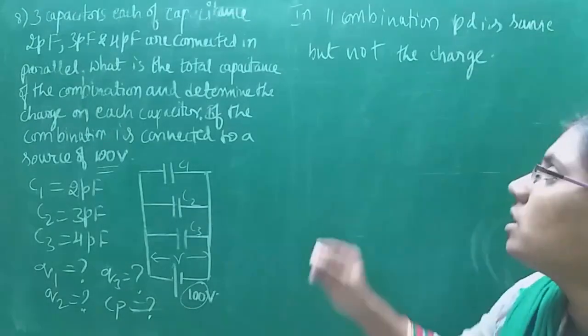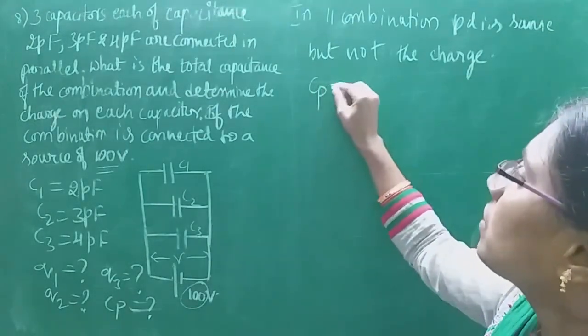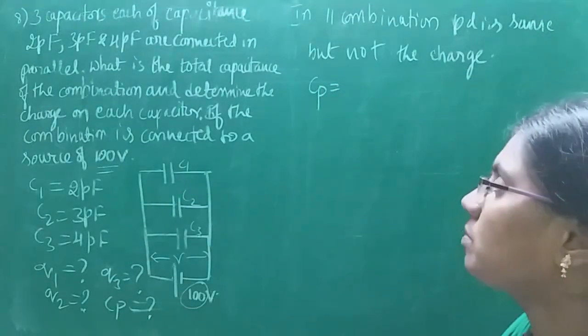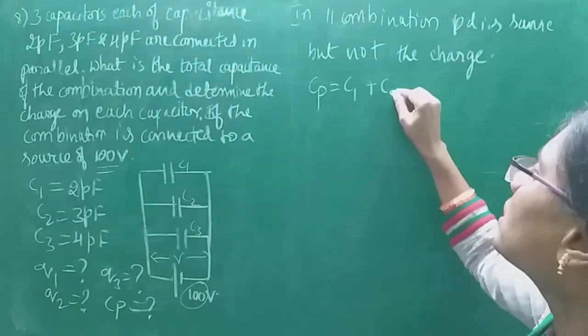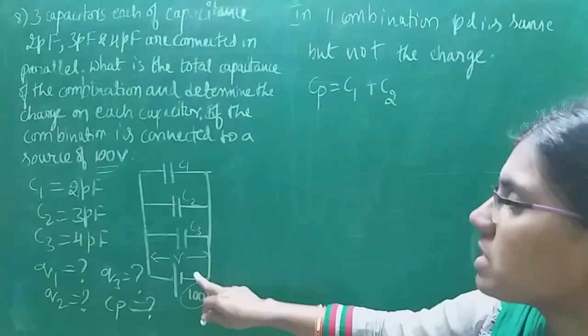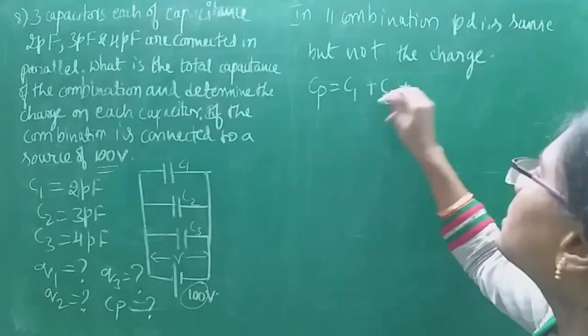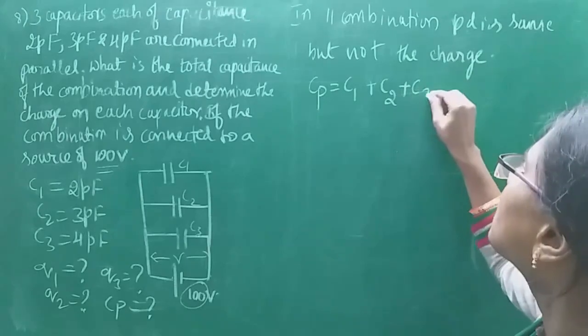Here they have asked to calculate Q1, Q2 and Q3, the charge across the first, second and third capacitor, and the capacitance across the combination, that is Cp. So we know the formula for the equivalent capacitance of a parallel combination: Cp is the algebraic sum of the capacitances of the individual capacitors connected in parallel. That is Cp is equal to C1 plus C2 plus C3.